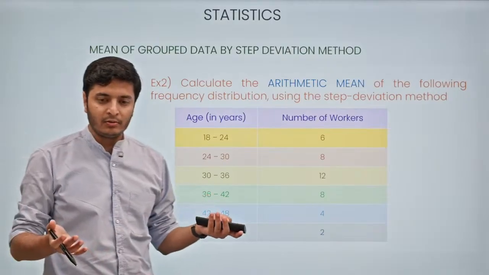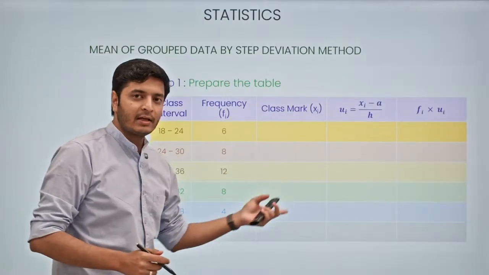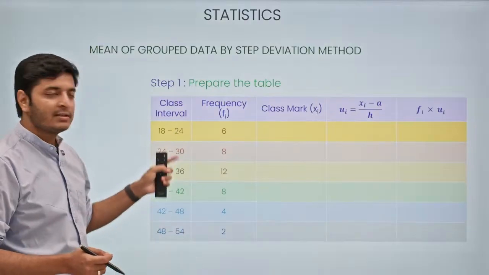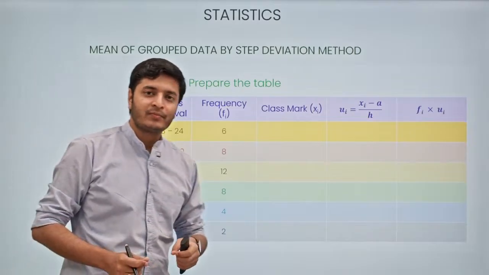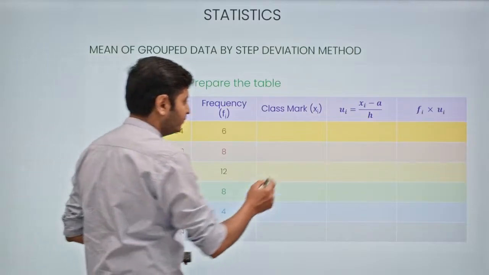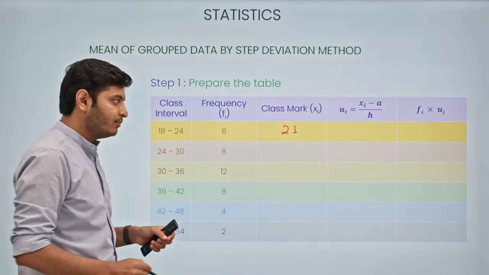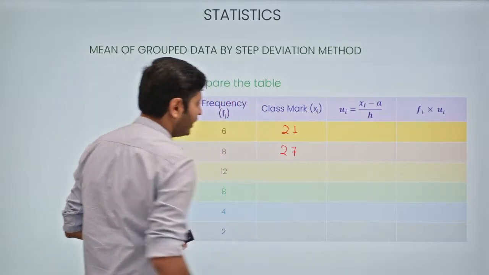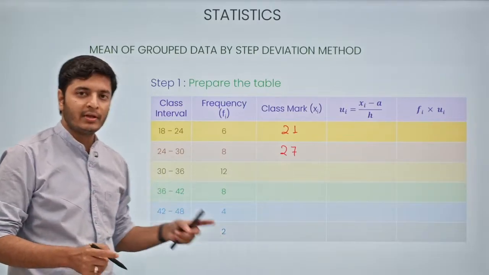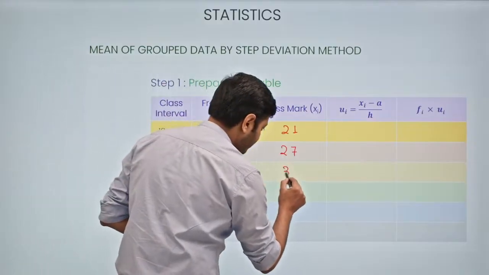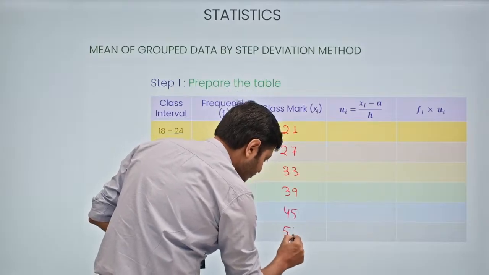First thing first, what we need to do: we need to find what? Class marks. Absolutely correct. Class marks we can calculate using class intervals, upper limit plus lower limit by 2. So 24 plus 18. What is 24 plus 18? That will be 42, and by 2, 21. Then 30 plus 24 is 54, by 2, 27. Now I know the trick that the class intervals have the same width, 6. So I am going to add 6 to the previous value to find the next value. So that will be 33, 39, 45 and 51.